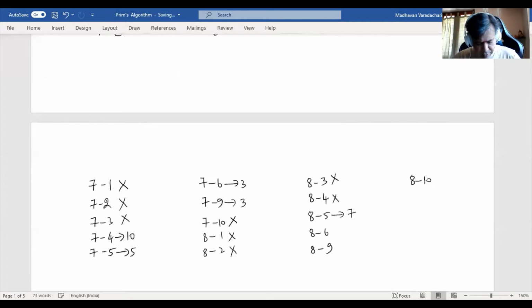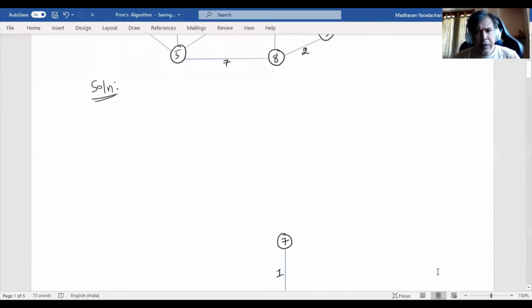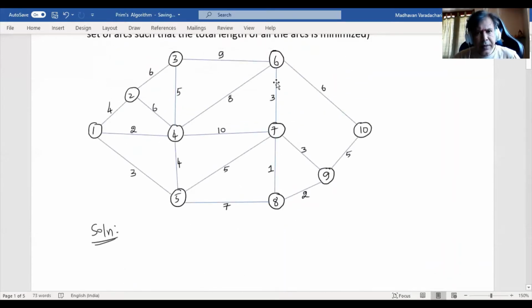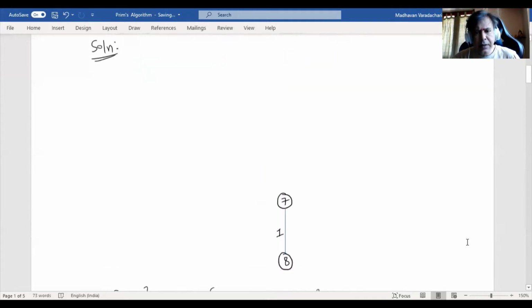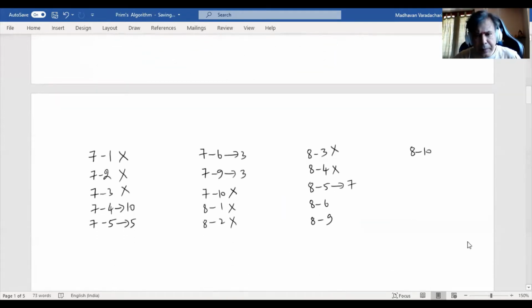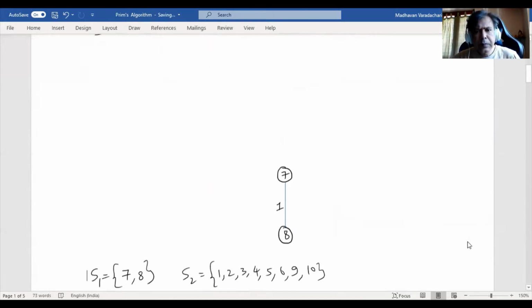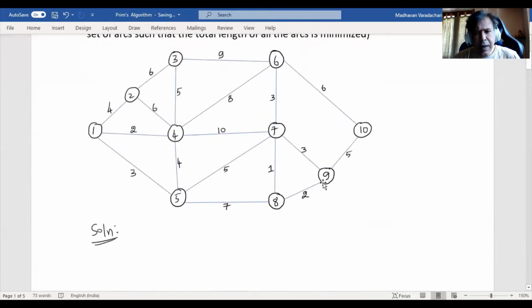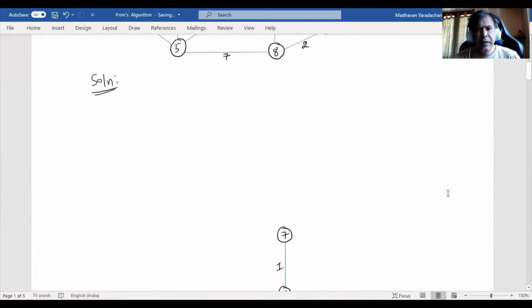Then 8 to 6. 8 is here, 6 is here. There is no direct arc, so I put a cross there. 8 to 9. 8 is here, 9 is here. Yes, there is an arc, which is 2.